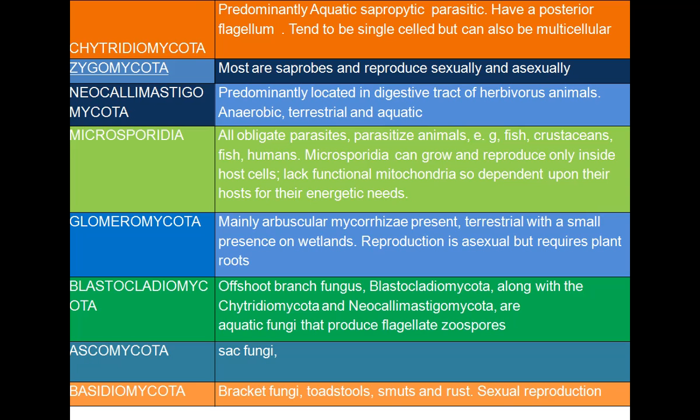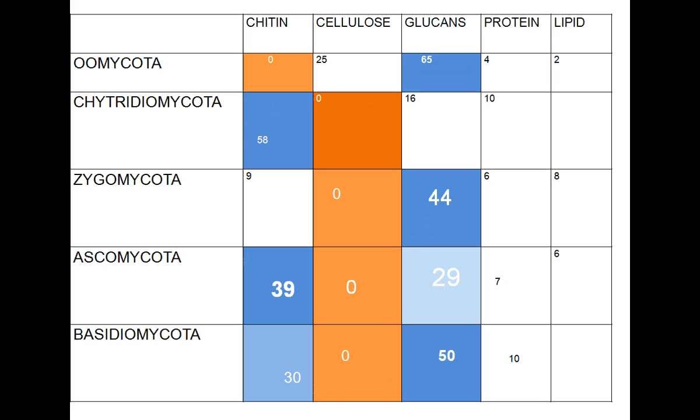Blastocladiomycota. Blastocladium means offshoot fungus. Blastocladiomycota, along with the Chytridiomycota and Neocallimastigomycota, are aquatic fungi that produce flagellate zoospores. Ascomycota, sac fungi, and Basidiomycota, these are the bracket fungi, toadstools, smut and rust, and they have sexual reproduction.